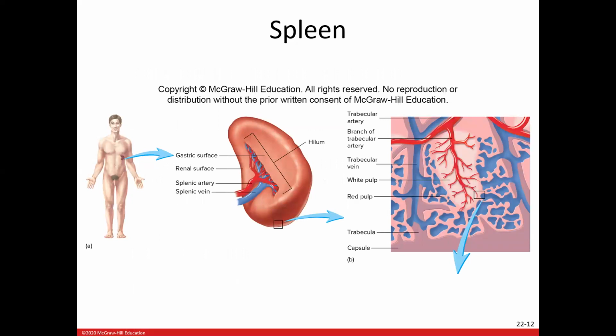So to show you all that, we have an outer look at the spleen, splenic artery going in, splenic vein leaving. And if we look at a cross section where the arteries branch into smaller portions, we have this white tissue right here. That's your white pulp. And then just outside of that, this sort of meshy network area is your red pulp.